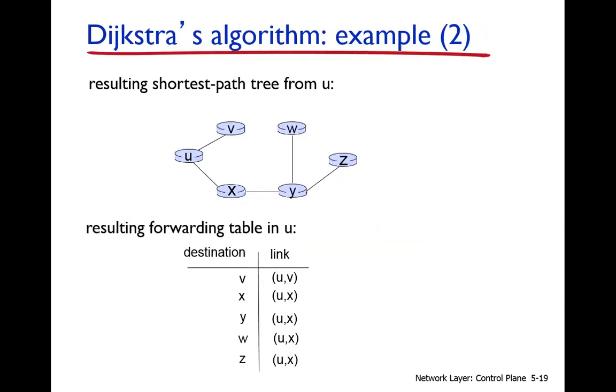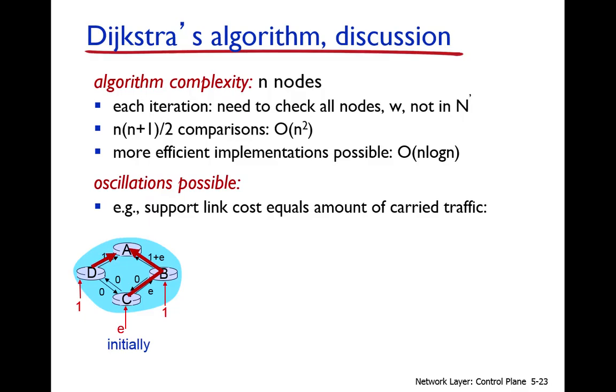Now we are going to discuss one of the limitations of the link state routing protocol. The link state routing protocol has a problem, and the problem is called the oscillation problem. So what does oscillation mean? Suppose we have 4 routers A, B, C, D, and they are connected this way.